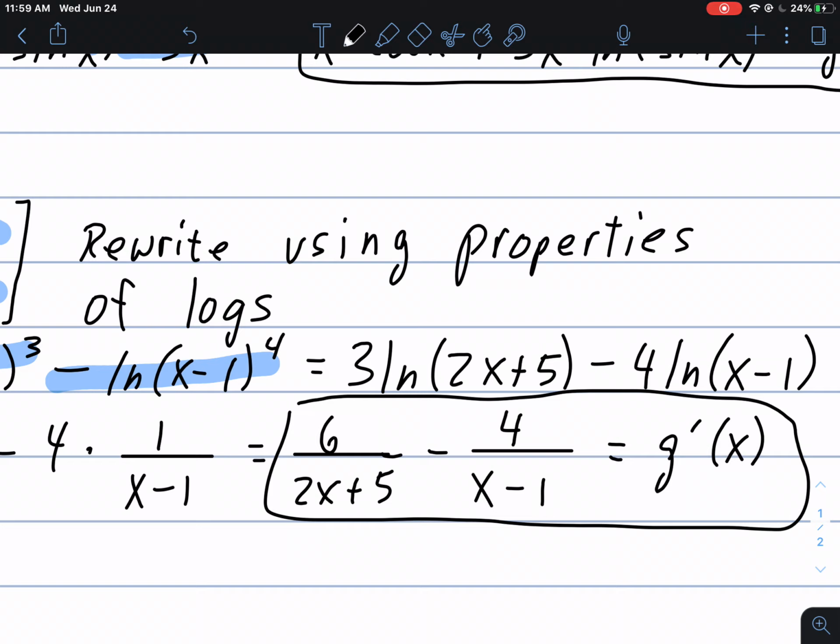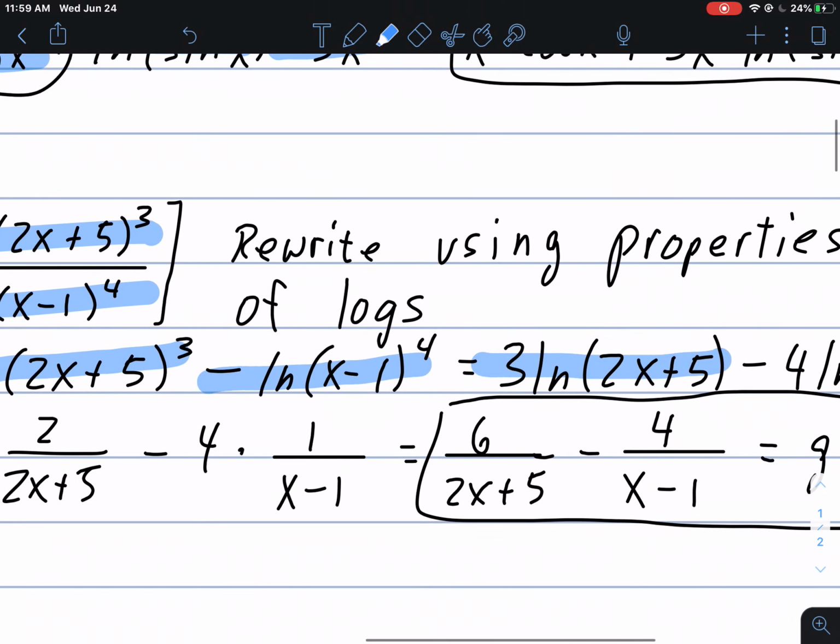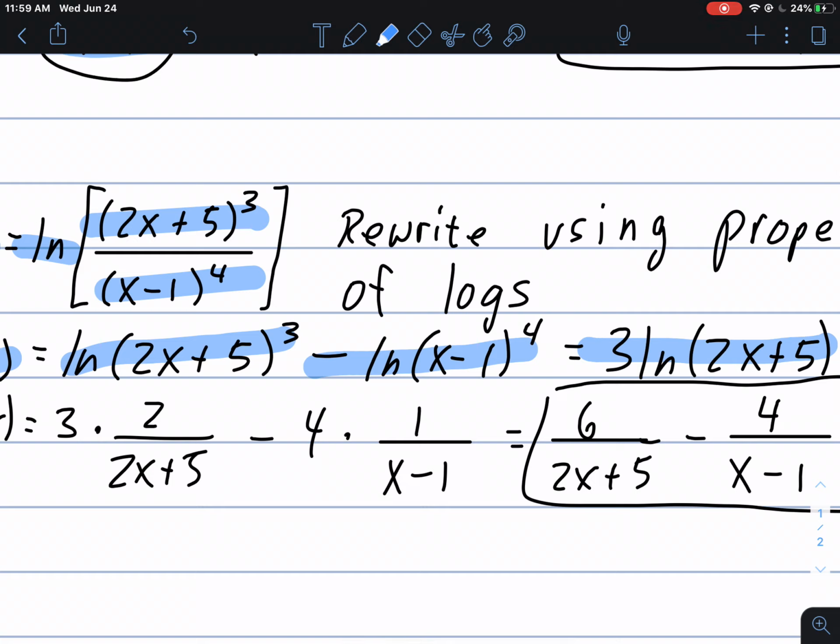So natural log of 2x plus 5 cubed can be written as 3 times the natural log of 2x plus 5. Now be careful here. I'm not differentiating. I am rewriting the function using a property of log. So this is not our power property, or differentiating a power function. Now I see that happen. It's like, but wait, I brought the exponent to the front. I have to reduce by 1. No, you're not differentiating here. You're using a property of logs to rewrite the function.